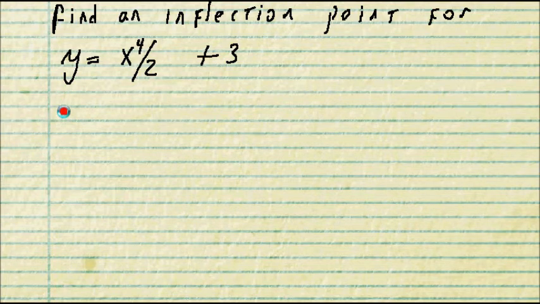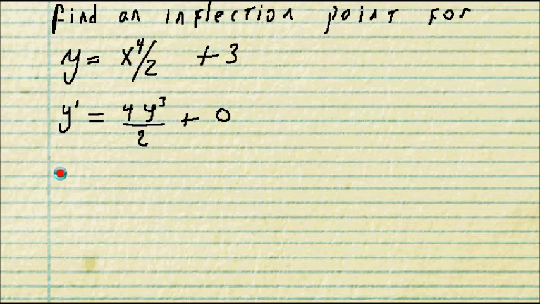So y prime is equal to 4 times x to the 4 minus 1, which is 3, divided by 2 plus 0. Okay, now I'm going to take the second derivative of this expression, y equals x to the 4 over 2 plus 3. So we get a y double prime. I'm taking the derivative again of this. Is going to be equal to 12. Okay. Sorry, this is not a y here. I apologize. Silly me.